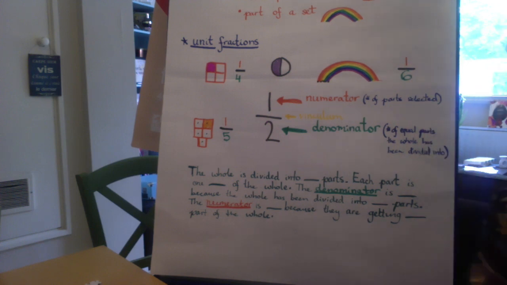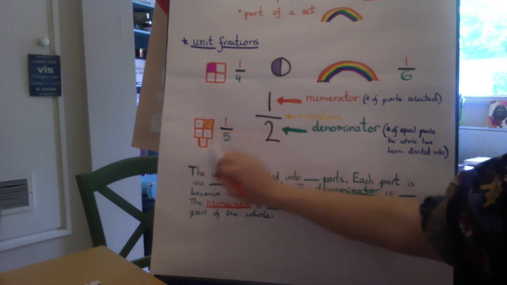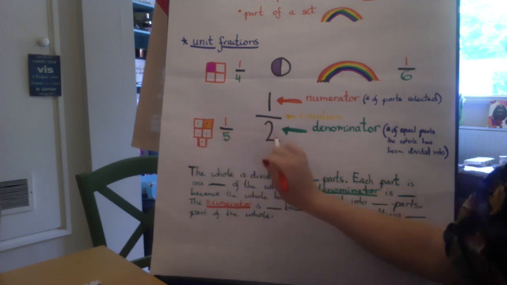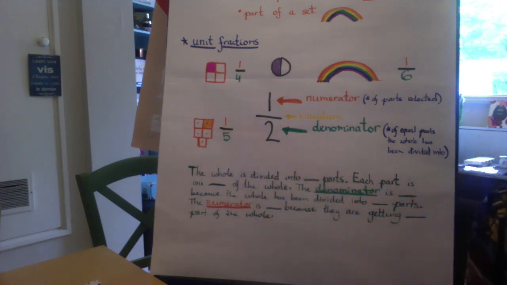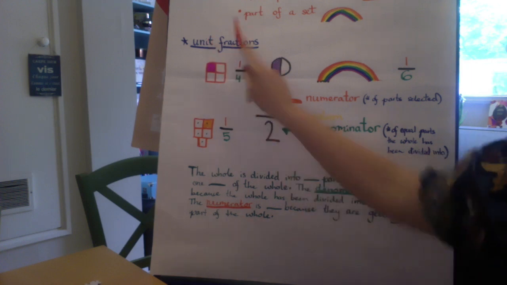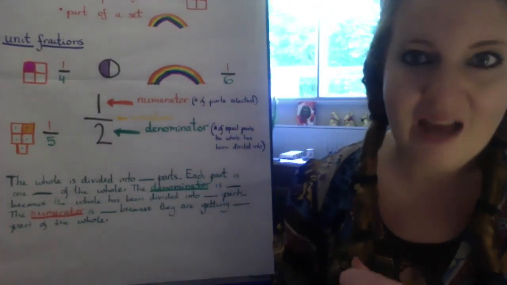So just to recap your unit fractions today, you're going to find out how many parts the whole has been divided into to find your denominator. And then you're going to find out how many parts have been selected. Again, unit fractions, so it's always going to be just one part because it's a unit fraction. So one part has been selected. So the numerator will always be 1. Have a go at that. I know that you're going to do an excellent job.